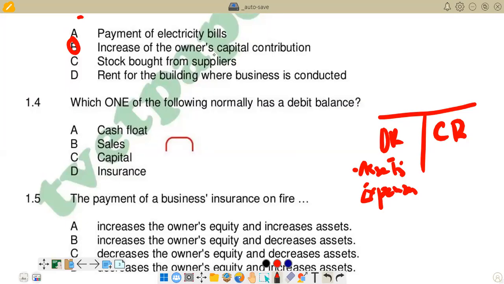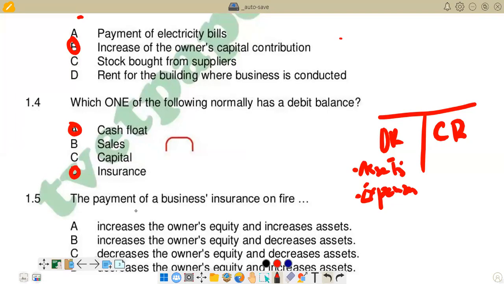Then on D we have got insurance. On insurance it now depends. Insurance comes as an expense. So insurance is an expense, so it's on the debit again on our explanation here. So it means insurance and cash float are normally a debit balance. So we have this one being correct. And also D is correct there, because when we incur an expense, we debit the expense account. So this is what we have in terms of 1.4.